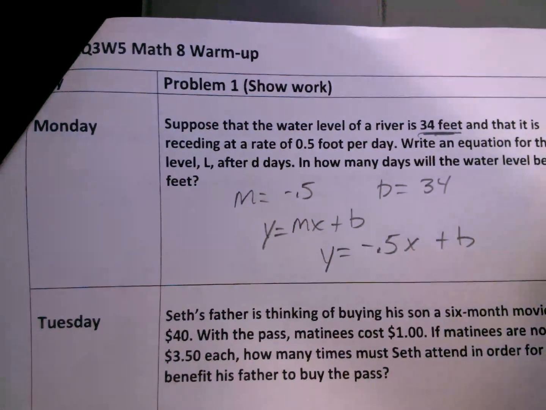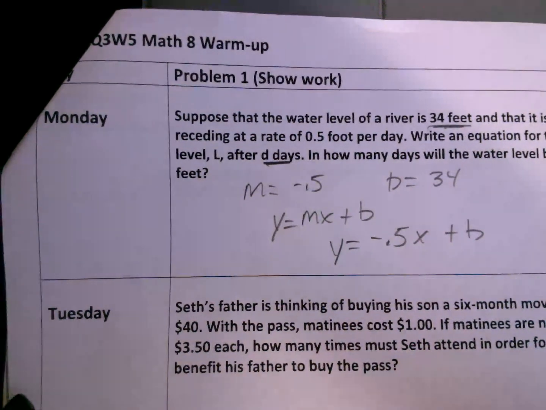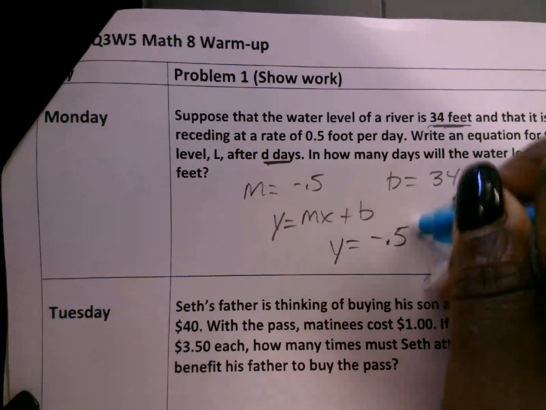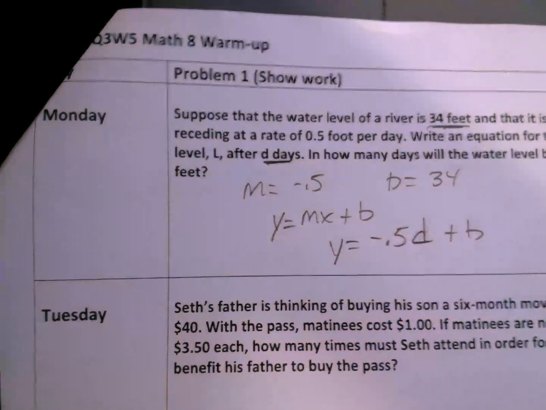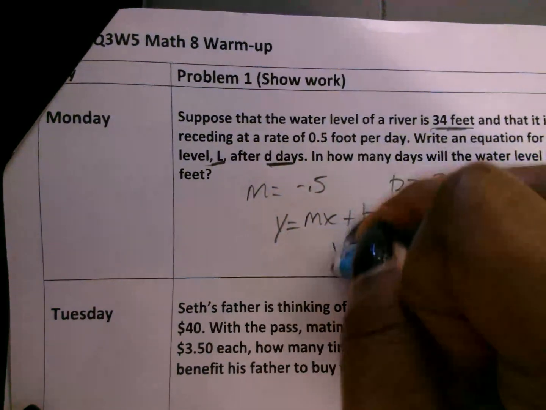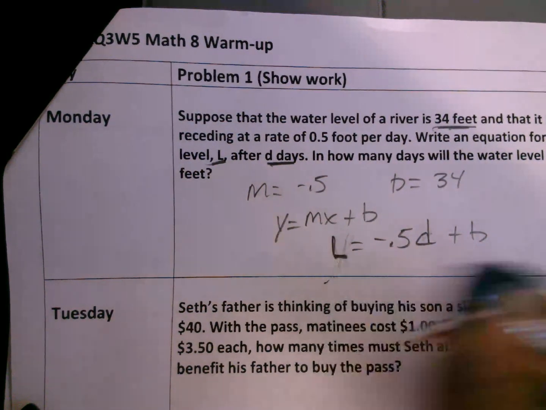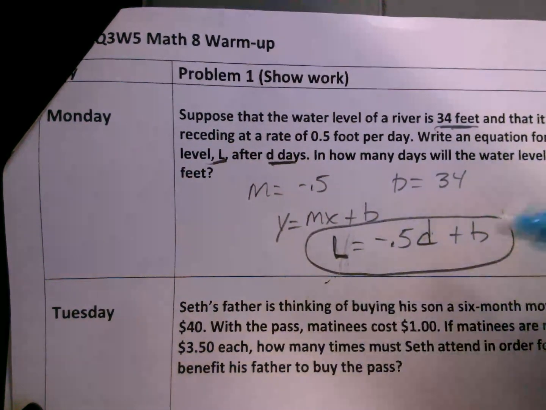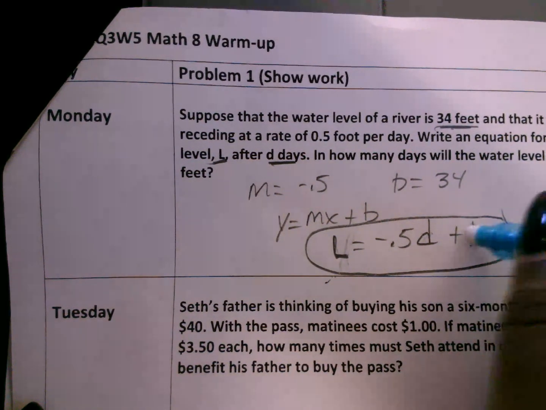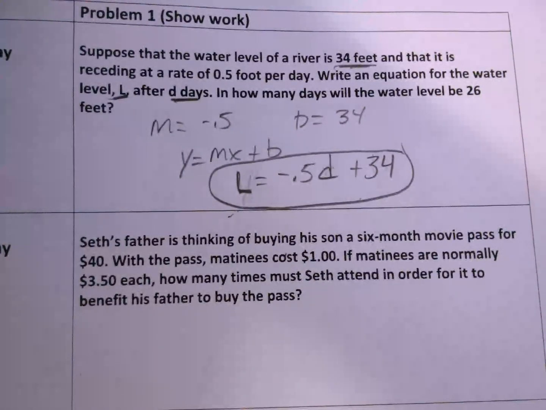They really wanted us to change the days to be represented by D. So they really wanted us to change X to D, okay? And they wanted to change the total water level, the letter, to L, okay? And I forgot, I put plus B, but it's 34. All right, so make that adjustment, please, because those are the letters that they wanted us to use.